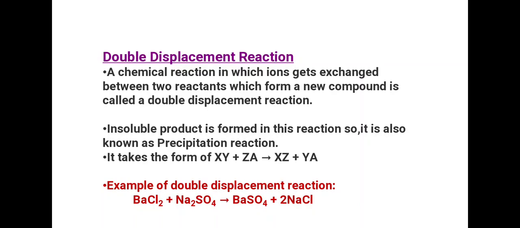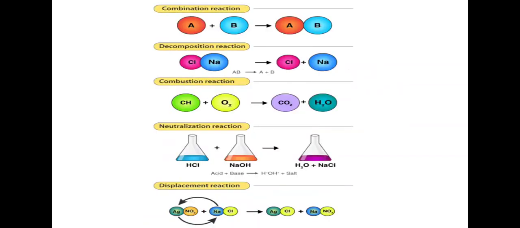For example, if we take aqueous solution of barium chloride, this barium chloride reacts with aqueous solution of sodium sulfate and forms barium sulfate and sodium chloride. So this is called as double displacement reaction. So here is the flow chart showing the different types of reactions: combination reaction, decomposition, combustion, neutralization and displacement reaction.